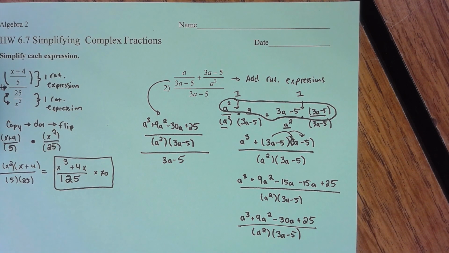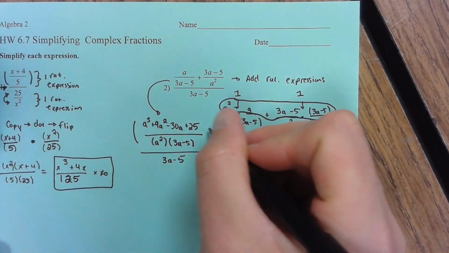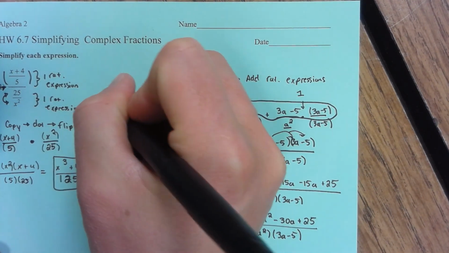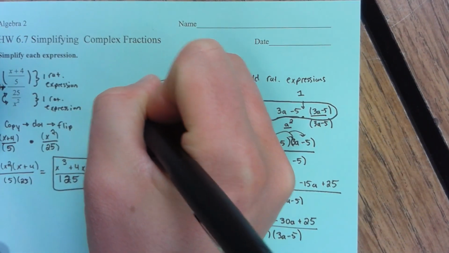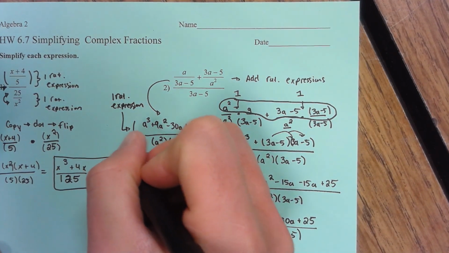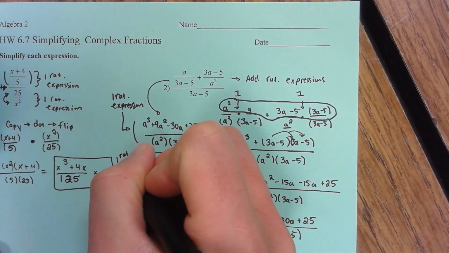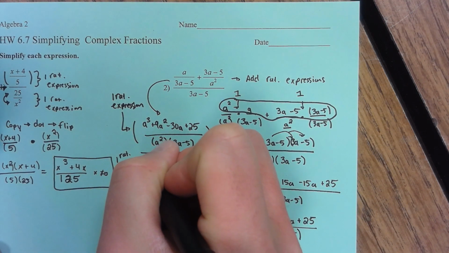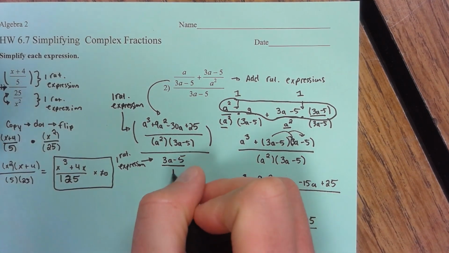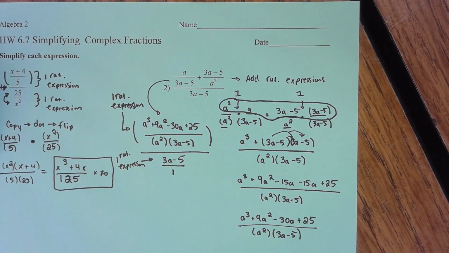So now we've set this up to where I have one rational expression. Okay, this is that one rational expression. The denominator is also a single expression. Some of you might be looking at that and you're like, wait, no, it's not. We're just dividing by 3a minus 5. Well, if I want to turn this into a fraction, I guess it's not technically rational because there's no variable in the denominator, but I can make this a fraction by putting it over 1.